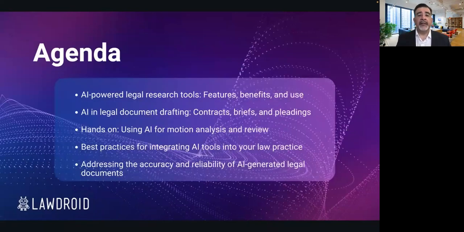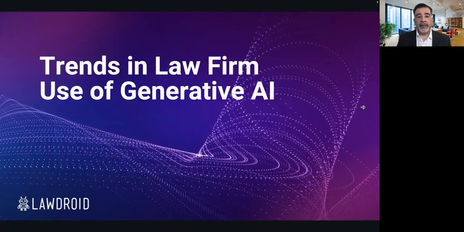So today we're going to cover legal research tools, features, benefits, and use, legal document drafting, get hands-on with some of these actual examples and use cases, best practices. I'll talk about that throughout a little bit, and addressing the accuracy and reliability. Because I do have access to LawDroid, but not access to Harvey or CoCounsel, the examples that you'll see that are more practical are going to be on LawDroid Copilot. And I'll explain a little bit how that works.